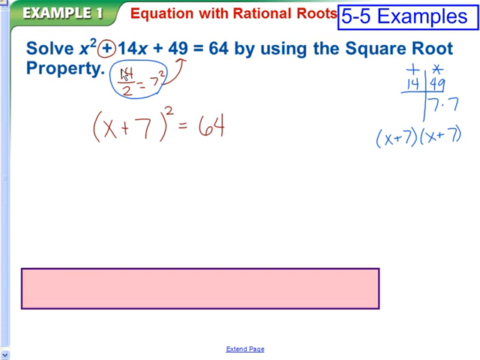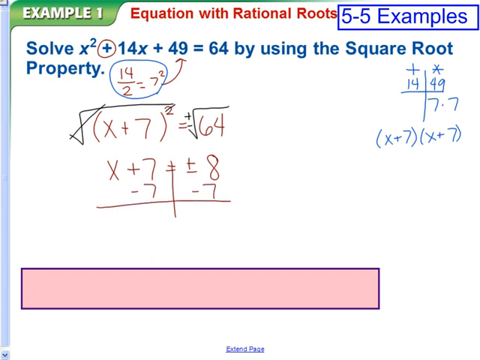Okay, now we can finish solving this by taking the square root of both sides. But as we've learned in the past, a square root actually means plus or minus a square root. So we have x plus 7 equals plus or minus 8. And then you solve it by subtracting 7. Now we're going to take positive 8 minus 7, and that's 1. Negative 8 minus 7 is negative 15. And there's our solution.